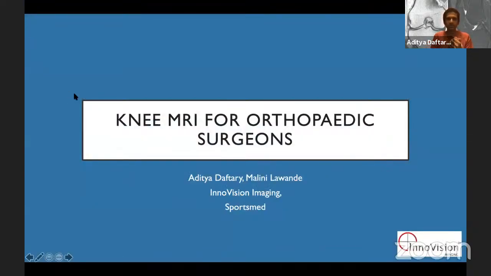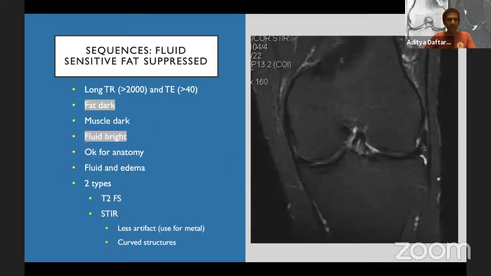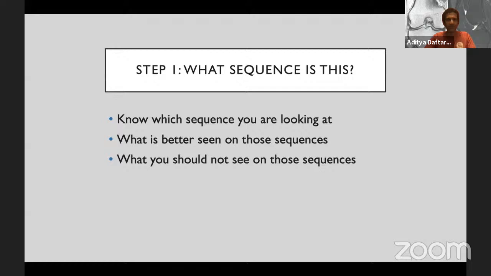So this is part of a talk that I did with Malini during the last YROC conference. It was quite well received and is generally about knee MRI for orthopedic surgeons. We'll talk a little bit about sequences and anatomy. I'm not going to focus on this. We've already talked about it and we're focusing on internal derangement, so I'm not going to confuse things any further. I think we'll skip through this part.